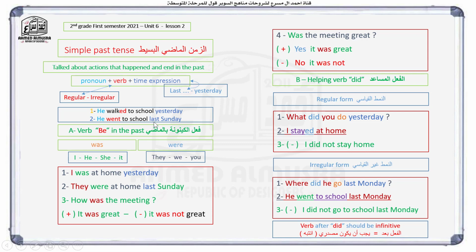B. We talked about this one here as verb be in the past, was and were. Here, the helping verb did, regular form. Okay, look at the example, the second one.